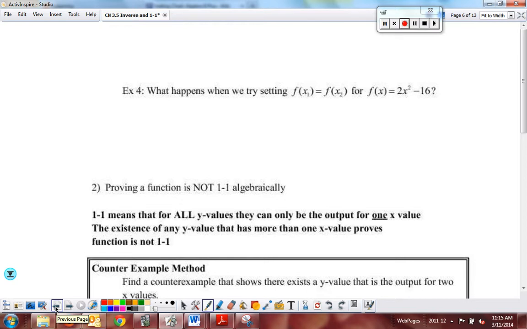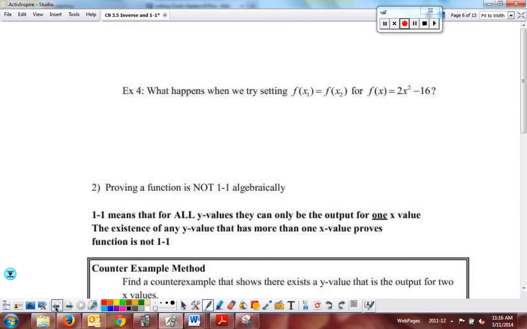Now notice I did not ask you in example 4 to prove that it is 1 to 1. Because let's think about our parabola. What do we know about our parabolas? They have 2 halves and they're going to fail a horizontal line test, right? Now, I'm going to show you what happens, but I'm never going to try to disprove 1 to 1 this way. Because really, to disprove 1 to 1, all you have to do is find a y value that has 2 x values. That's going to be super easy. This is just showing you what happens, to answer your question.